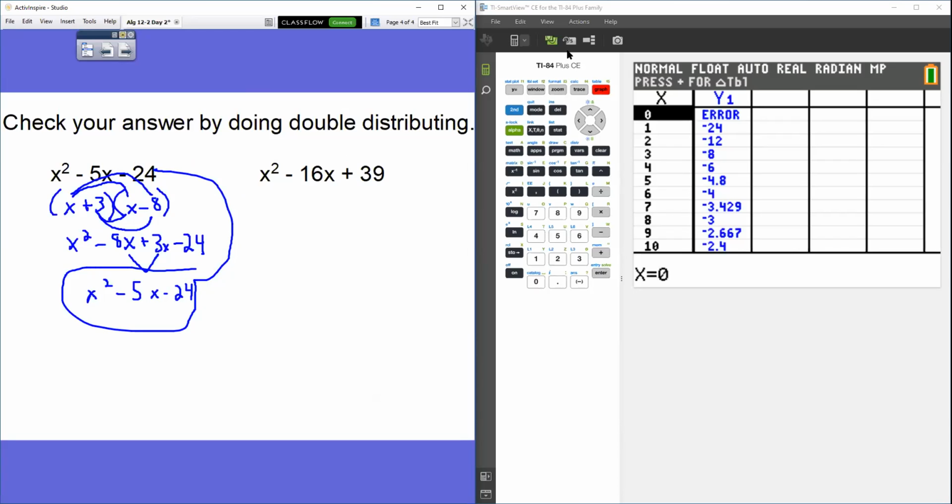So that's what you're doing today. What times what equals your C value that adds up to your B value in the middle.